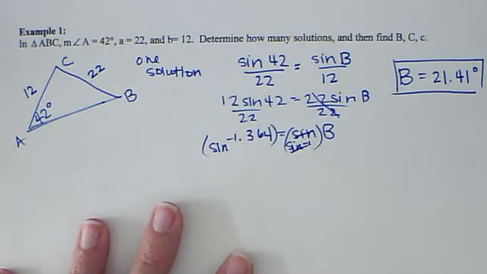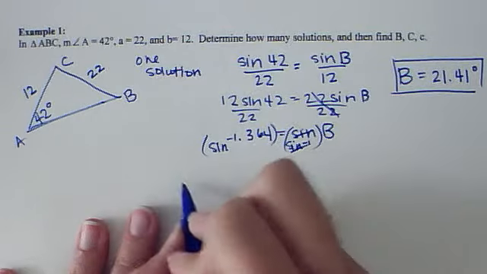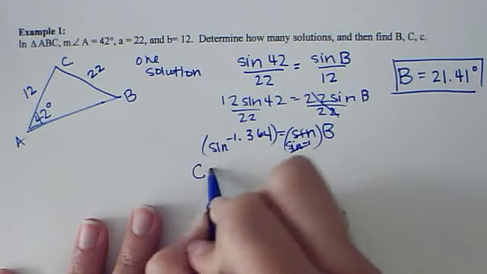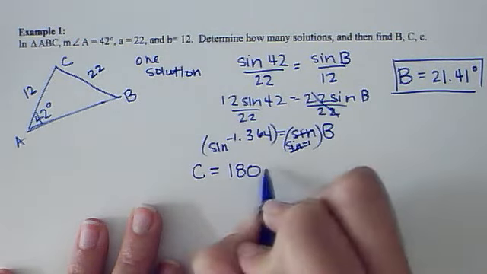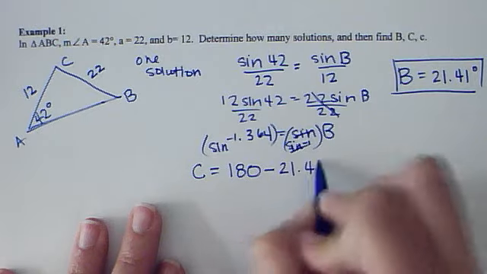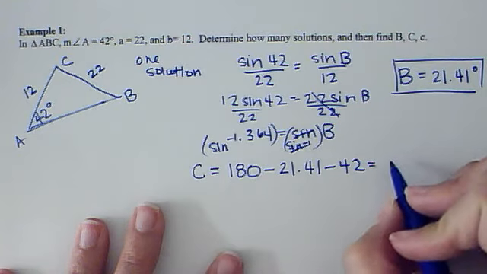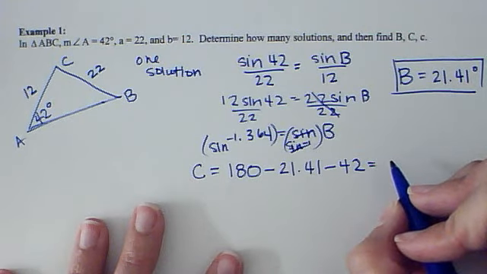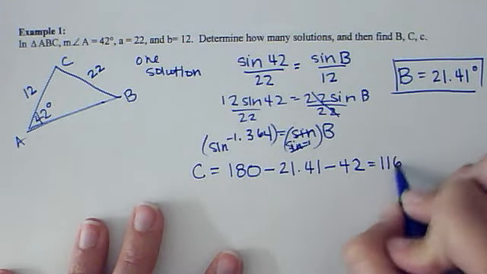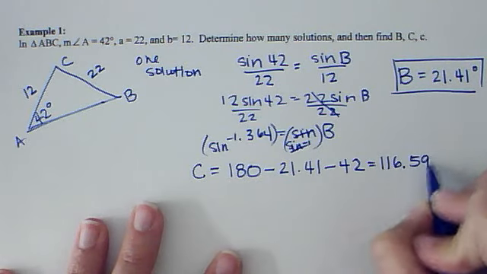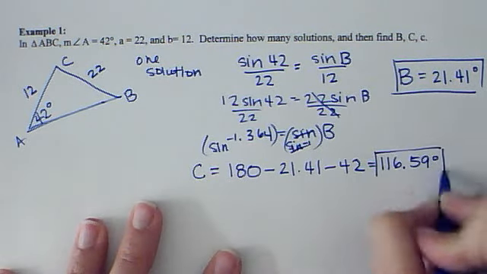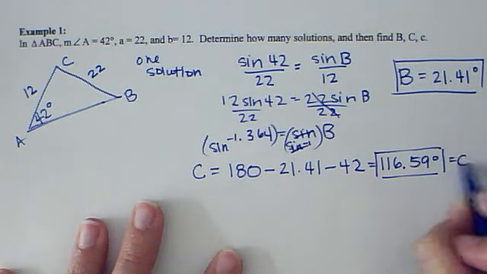Now I have 2 angles, and I'm back to what I did yesterday. So I can find the third angle, C, by doing 180 minus 21.41 minus 42. And I can find that angle C is equal to 116.59 degrees. And that is angle C.